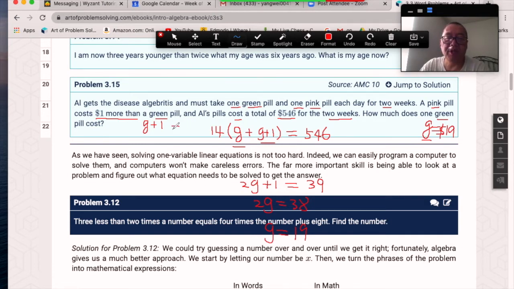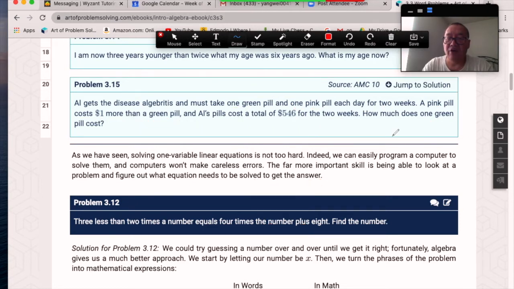Then that means each pink pill costs $20. Now that means each day Al will spend $39 for a green pill and a pink pill. So that's 14 times 39 equals 546. So that means what we did there is right. Okay? So that's the general process to solve word problems. Right? Now we already finished this section.